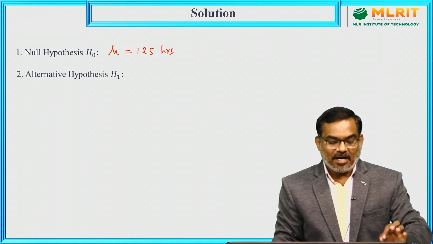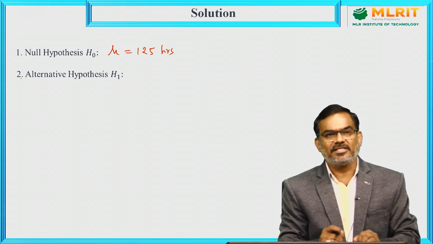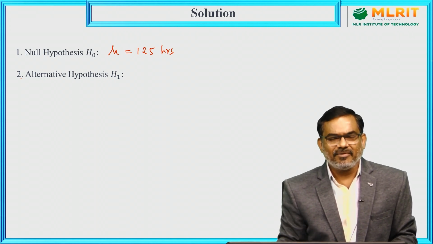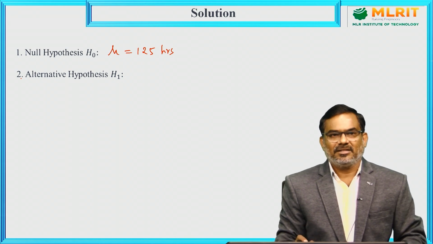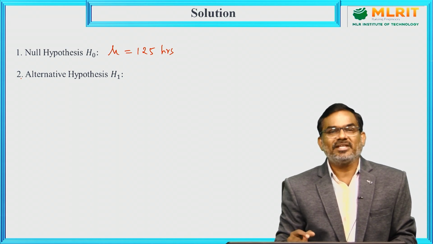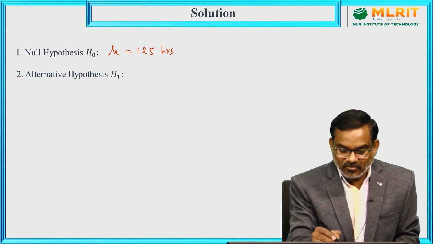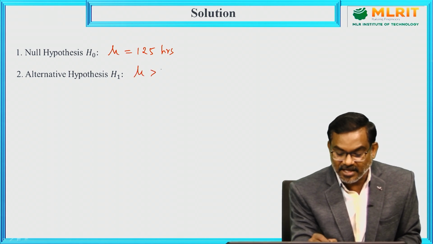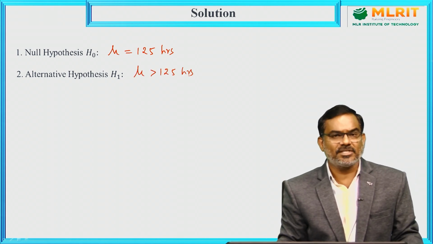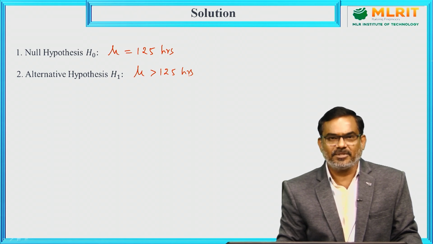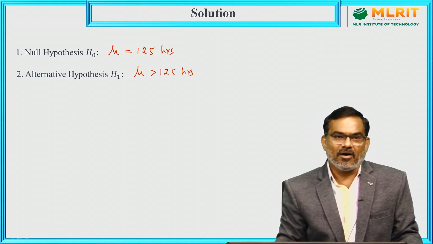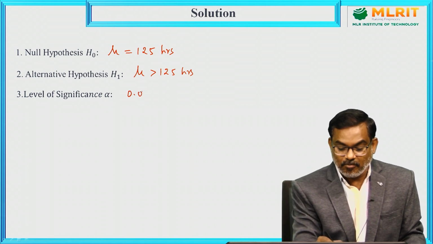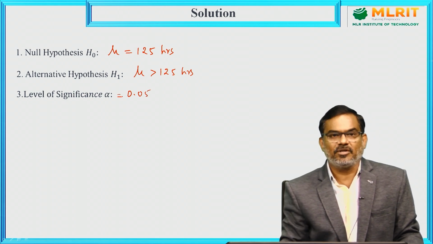Now, this alternative hypothesis will be considered basing on the given data itself. In the problem, particularly a hint will be given. We need to check whether the machine runs on an average more than 125 hours or not. So, that means we need to test this null hypothesis against the alternative hypothesis mu greater than 125 hours. So, the null hypothesis is mu equal to 125 hours and alternative hypothesis is mu greater than 125 hours. Now, the level of significance, it is given alpha as 5% means 0.05, alpha equal to 0.05.